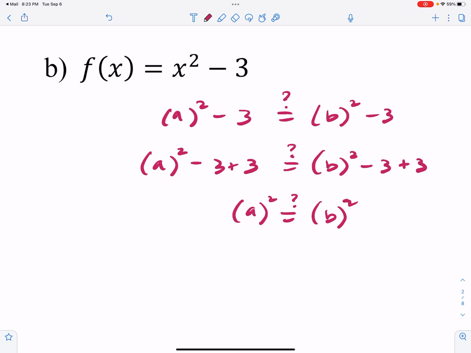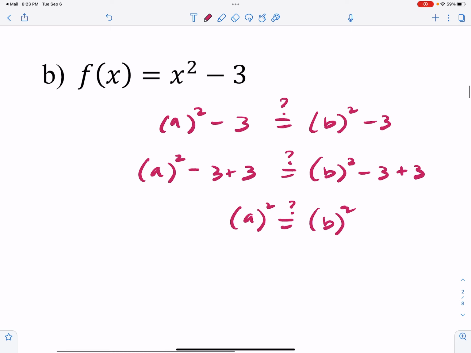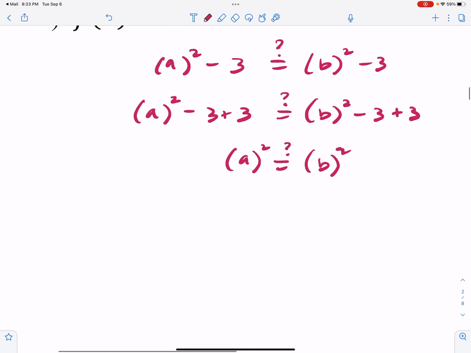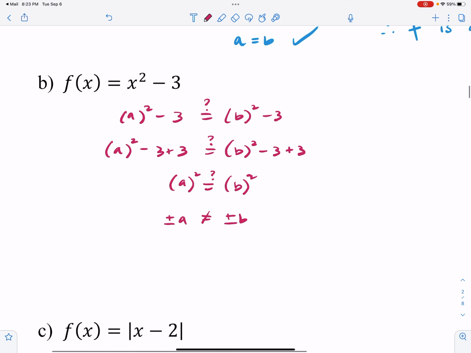Well, couldn't a be a positive or a negative value from here? And b could also be a positive or negative value. So those values, a and b, don't necessarily have to be equal to each other, meaning that those output values, those y values, could end up corresponding to multiple x values. So therefore, f is not one-to-one.